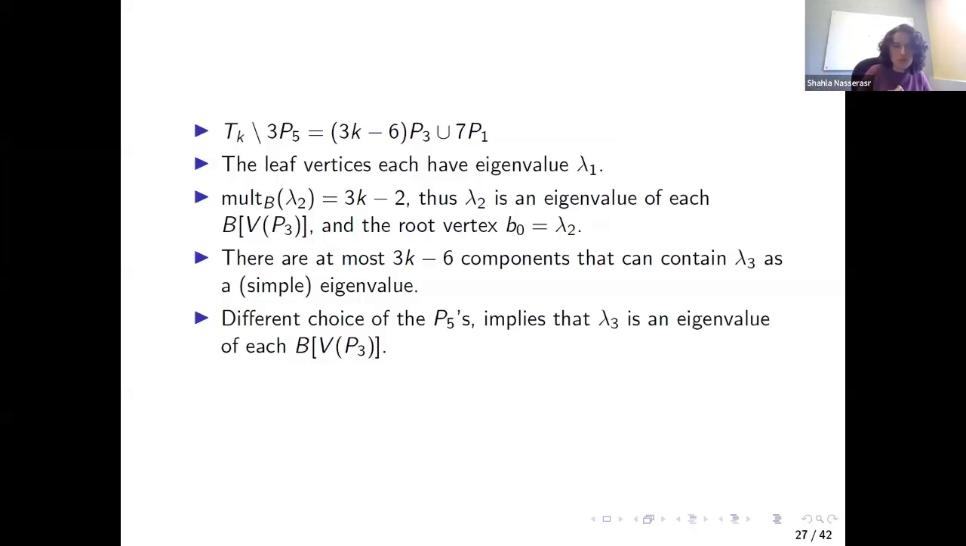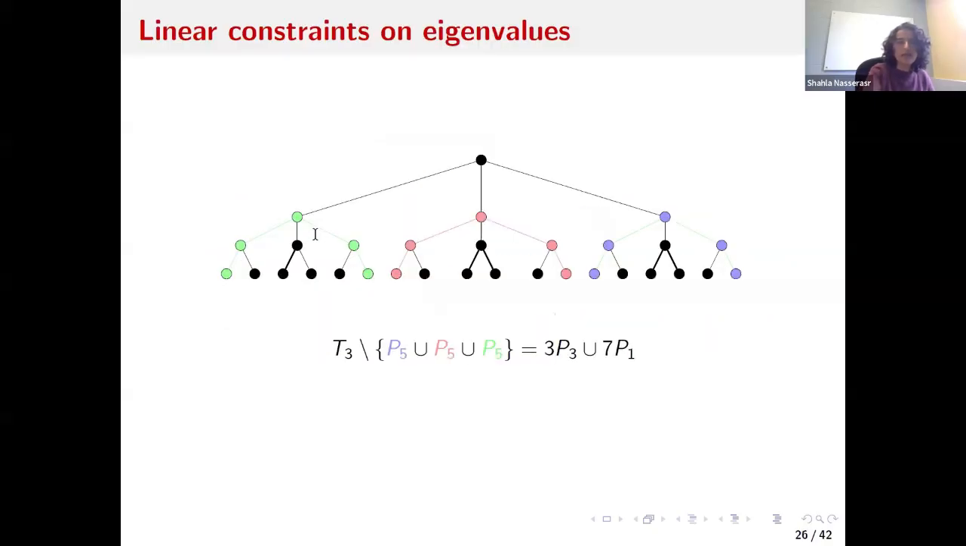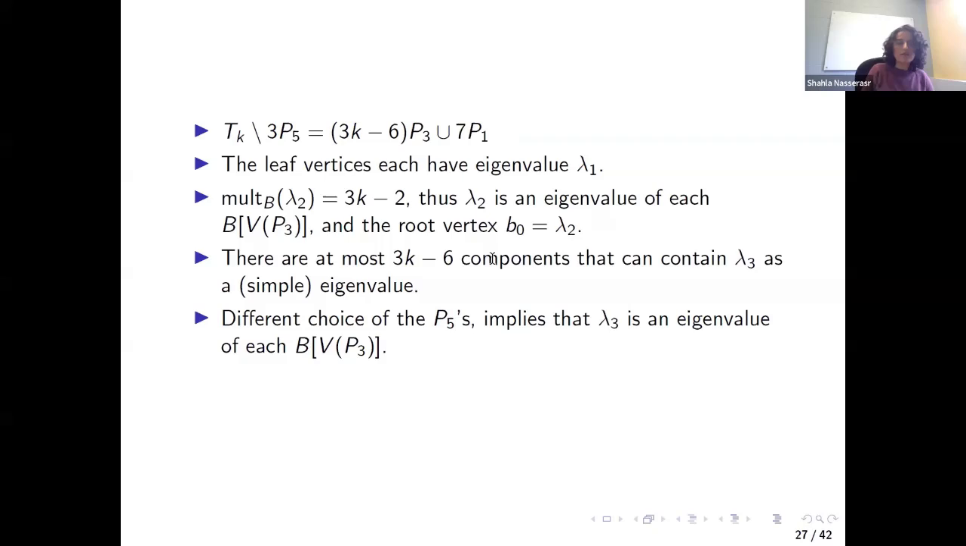And λ2 has multiplicity 3k minus 2. And therefore, using the inequalities that we had, it has to be the eigenvalue of that root vertex, because that's a singleton, as well as the eigenvalue of all these P3s, the hanging P3s. So the singleton in the root vertex, its diagonal entry must be λ2, and the hanging P3 paths must have λ2 as their eigenvalue.